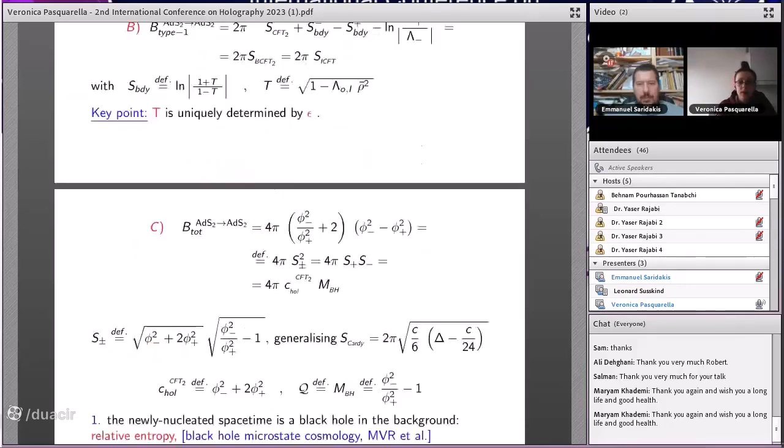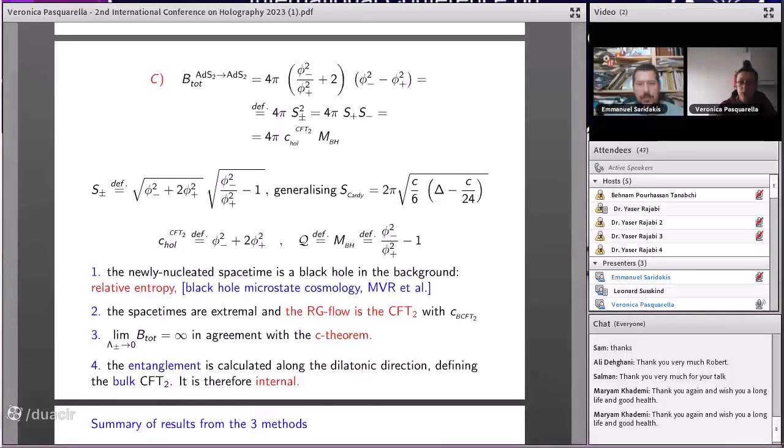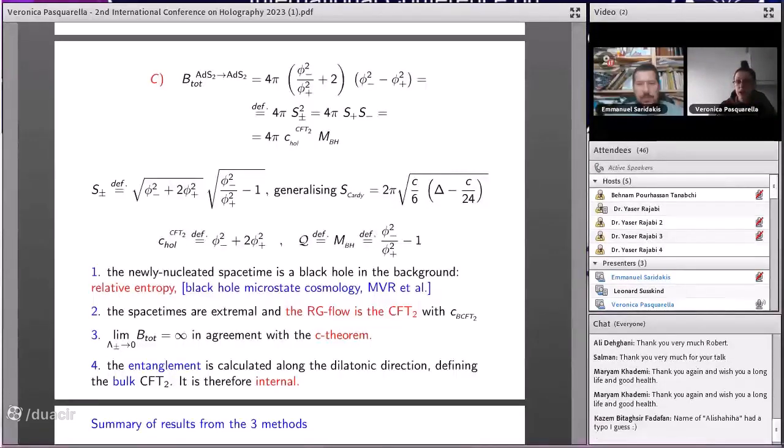On the other hand, for the case of Coleman-De Luccia, in the thick wall analysis, what we end up with is the total bounce for AdS to AdS being equivalent to the product of two Cardy entropies. In the degenerate case, where they're both equal, this Cardy entropy is given by the square root of terms involving both the central charge and the excitation energy of excited states.